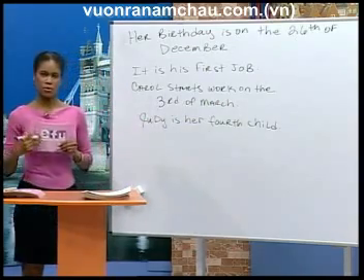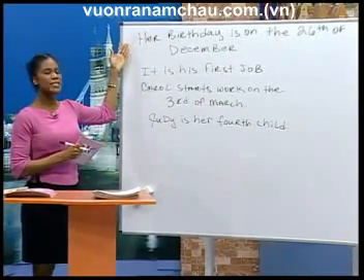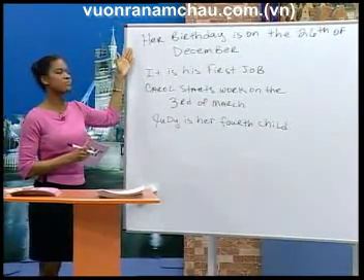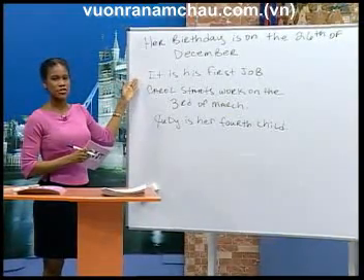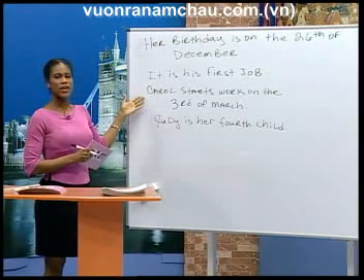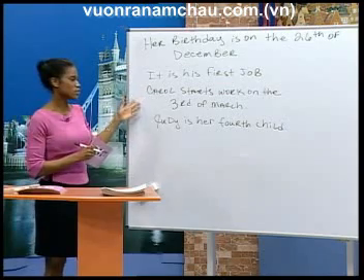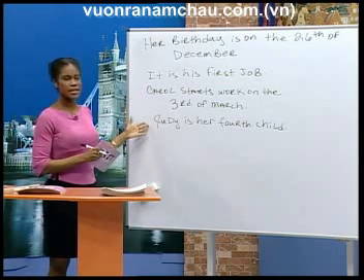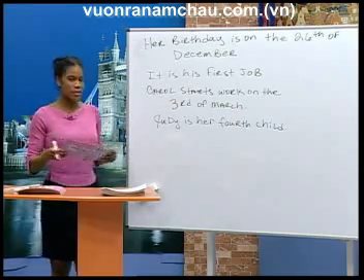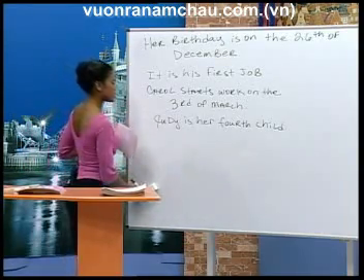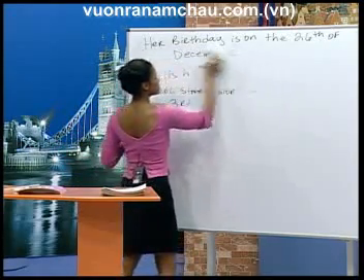Let's review the examples. Her birthday is on the 26th of December. It is his first job. Carol starts work on the 3rd of March. Judy is her 4th child. So remember, ordinal numbers give information about the order of things.